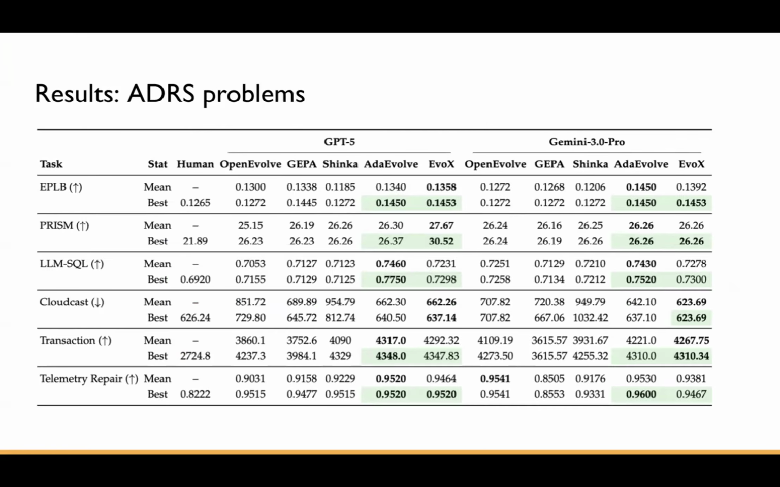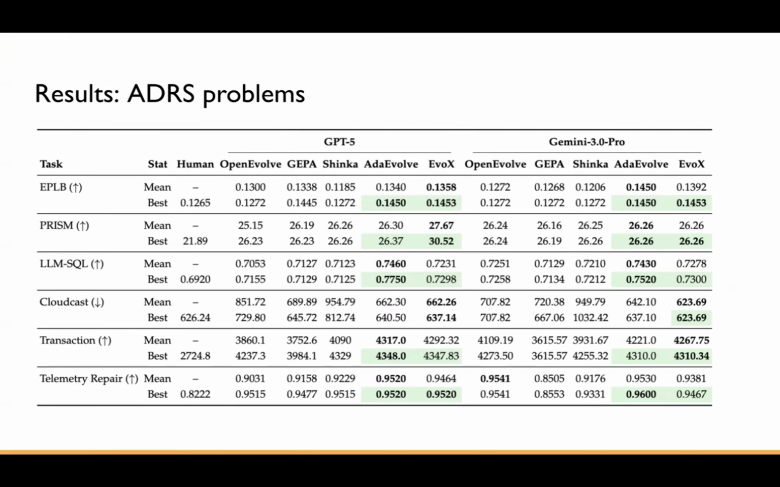And we asked an LLM to see if it is able to come up with a new heuristic which can do better. So we compared this one with all the human SOTA, which is the published numbers, and all the open source frameworks across two models. And both the algorithms, Ada Evolve and EvoX, were able to beat all the open source frameworks out there across the two models.